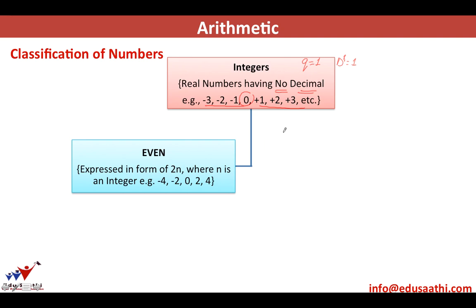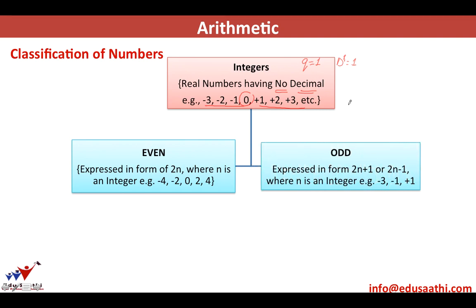So if I want to classify integers, integers could be classified as even and odd. Even means integer which is expressed in the form of 2n, where n is also an integer. So that means every number, let it be either negative or positive, which is a multiple of 2. That means the remainder that it gives when divided by 2 would be 0. So every integer which is a multiple of 2 is termed as an even integer. And every integer which is not a multiple of 2, that means when divided with 2, it gives a remainder of 1, would be termed as an odd integer.